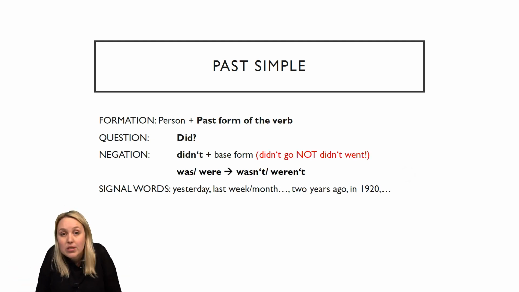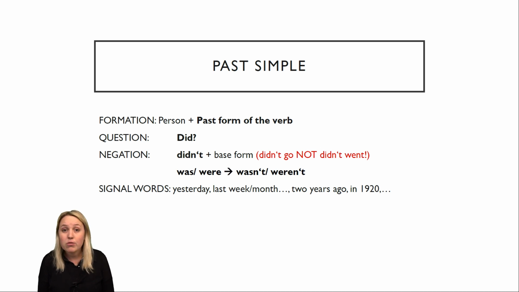Okay, we need a person, obviously, and then the past form of the verb, which is, as I've already said, with a regular verb just an ed at the end, and with an irregular verb it's the second form of the verb. Like go, went, gone, so we need went. Yeah, you have to learn them by heart, but I think they are not that difficult. I mean, some of them are, but yeah, study them.